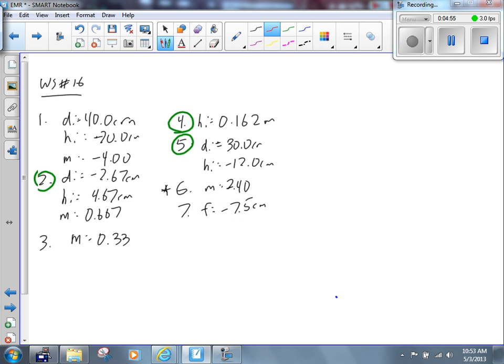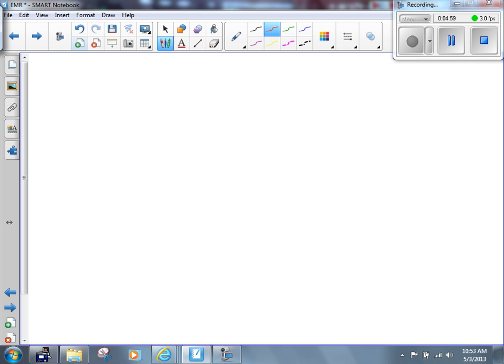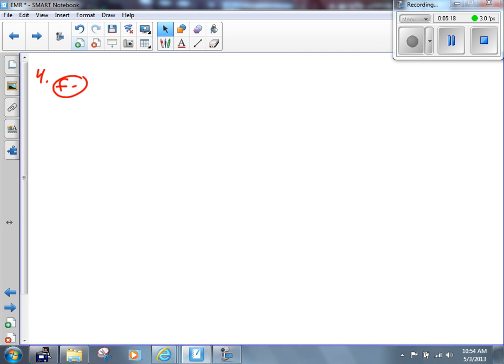All right, the next one we needed to go over is question number 4. It says a store owner uses a diverging mirror with a radius. Diverging, once again, let's write down F is a negative value. With a radius of curvature of 1.00 meters to keep an eye on shoplifters. How tall would the image of a 1.80 meter tall man be if he were standing 5 meters in front of the mirror?